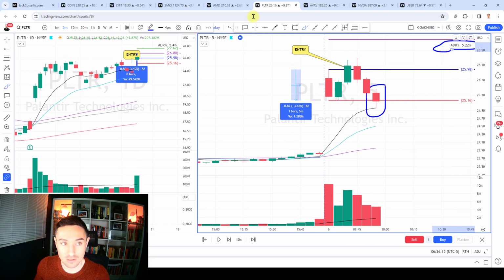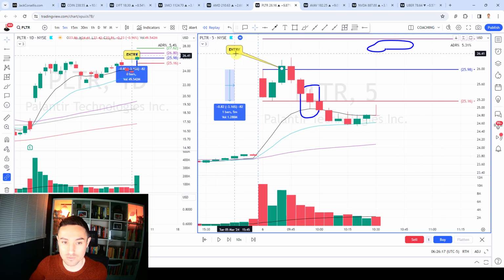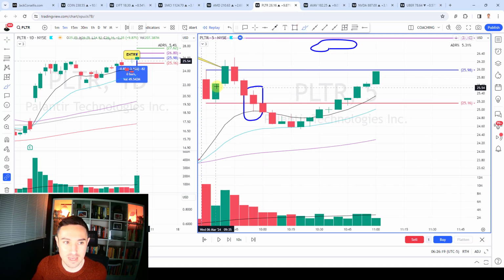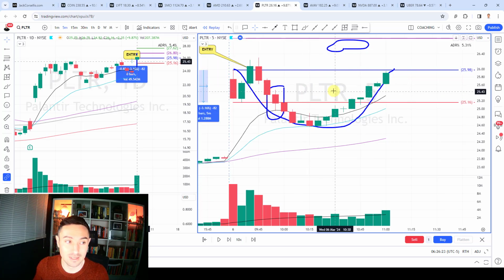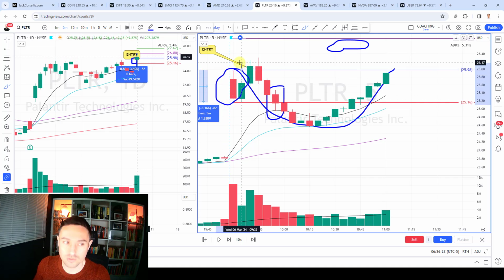Now, PLTR does then reverse later on in the session, but this is where it can be dangerous, because you're like, well, I could have just held it down here and then I would have been back to break even and had a profit. That's very, very dangerous thinking. But what I want to emphasize here on the PLTR is to think about what you're seeing from a supply and demand perspective with that first 5-minute candlestick relative to other ones that we have seen.